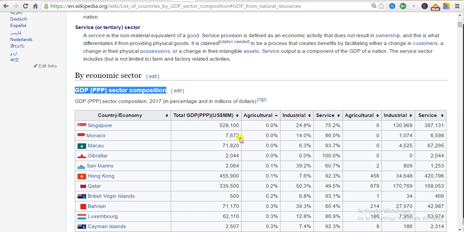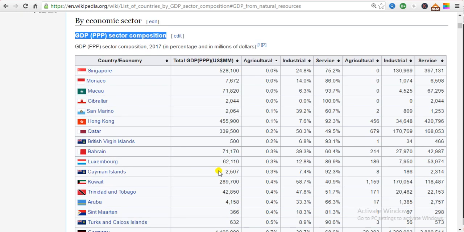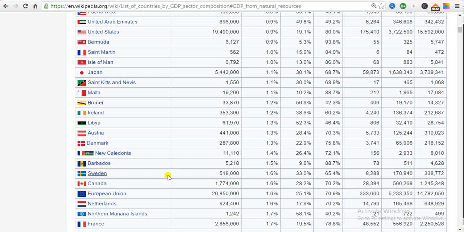As you can see, a country like Singapore, 0% of their GDP comes from agriculture, but 75% is services. And all they're doing is making people make deals, all right? And this is the actual monetary value. Monaco, one of the highest ranking in terms of PPP per capita. So is Macau.